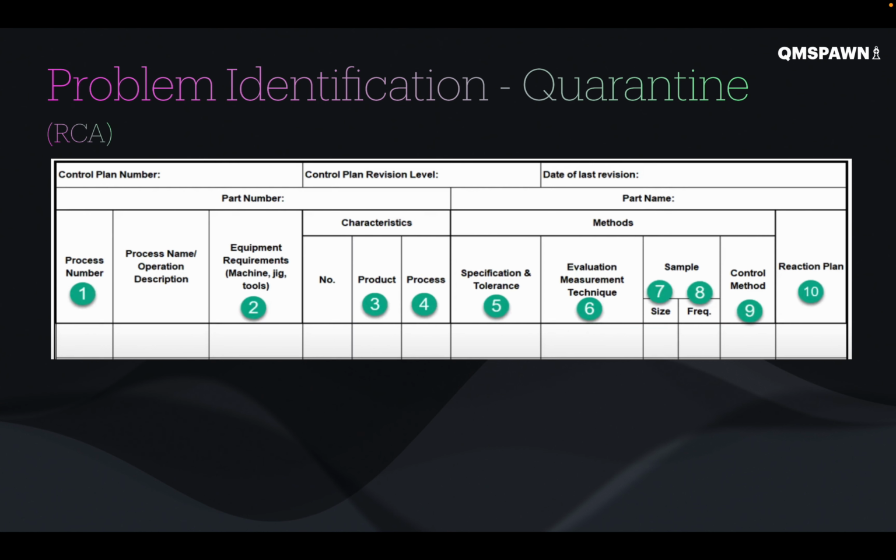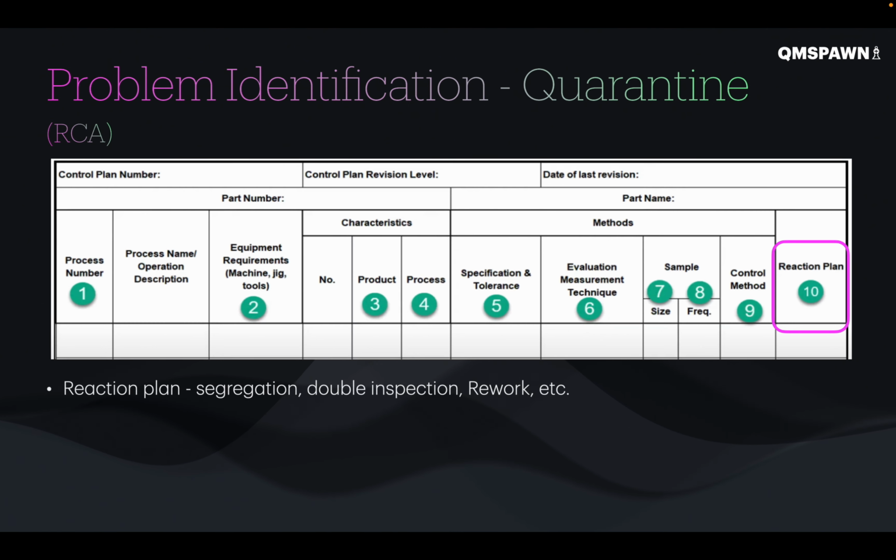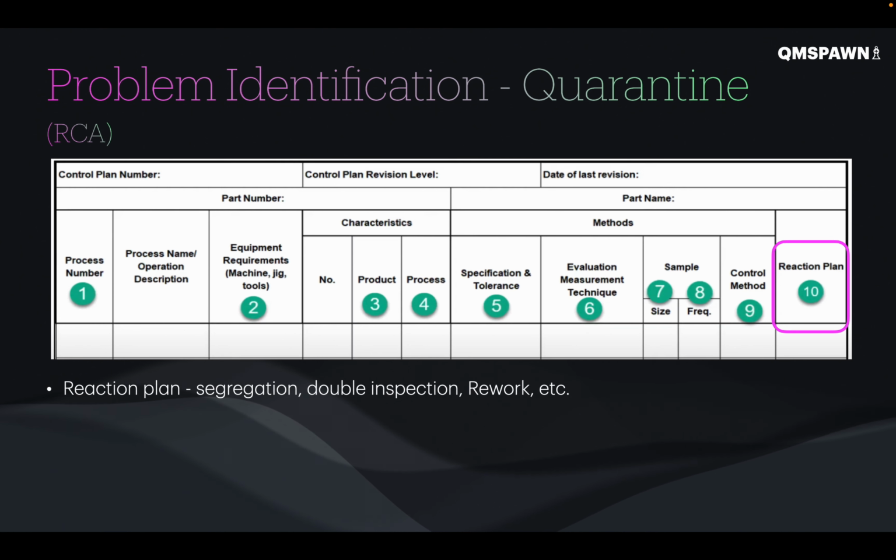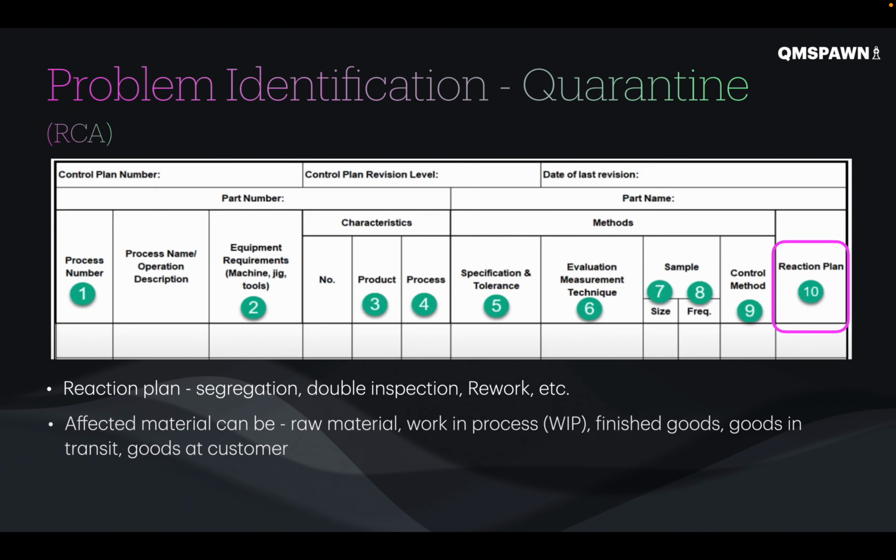Whenever we are talking about process controls and quarantine material, we see this control plan that we use, and the very last step of this control plan is what we call a reaction plan. This will guide us when we face a problem. What are we going to do when a problem occurs? This reaction plan may include segregation, doubling the inspection frequency, or maybe rework. Whenever we are considering quarantine, we must ensure we cover affected material that may be in raw material, work in process material, or finished goods, or even in transit or at the customer end.